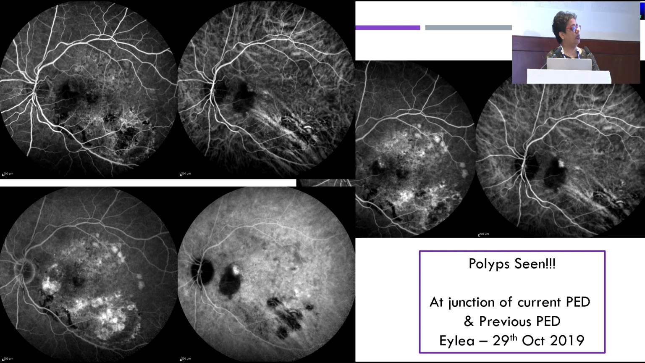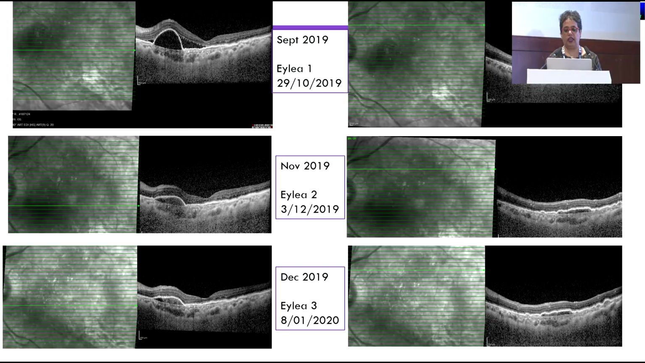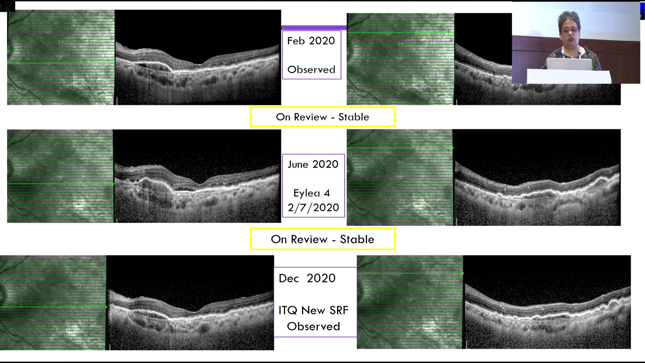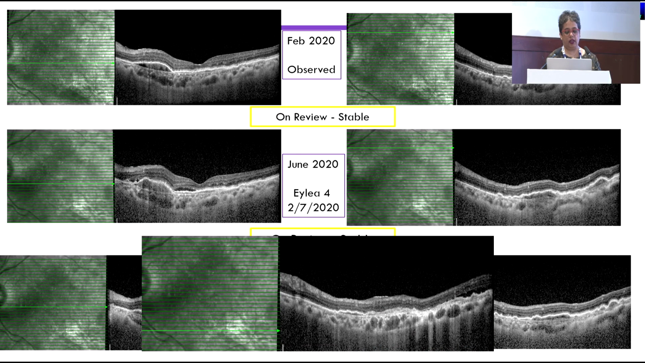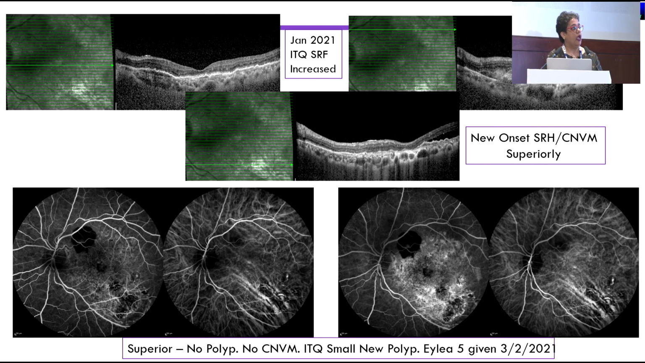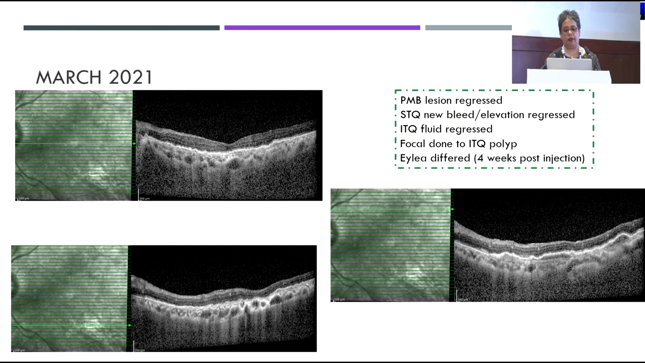Then ICGA detected these polyps, which you can see lie at the junction of the older PED, which was at this area, and the newer one here. So that was a very interesting finding. He went on to be treated for a long time, then developed fluid in the inferotemporal area, and that is when we saw a peripheral polyp also over here. The whole aim of showing this case is that these lesions can appear and regress in various areas with treatment, appearing in different areas in the same patient.